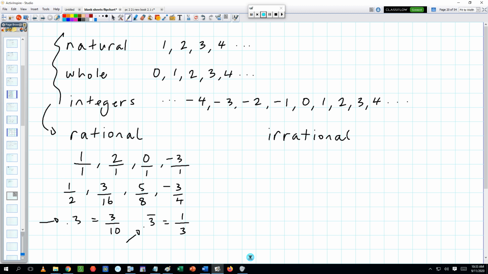numbers. So we started with natural, 1, 2, 3, 4, 5, 6. Whole numbers came in, threw in the 0. Integers came in, threw in the negative numbers, still no fractions though. And then the rational numbers, all of those, and then some more fractions, decimals, and things like that.